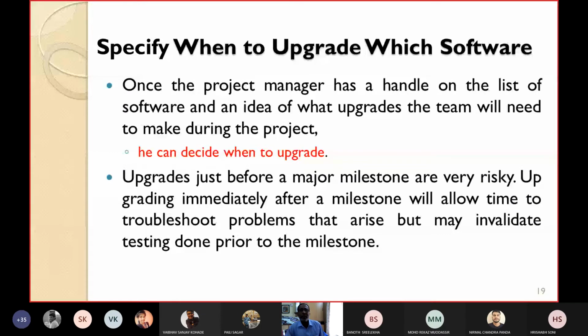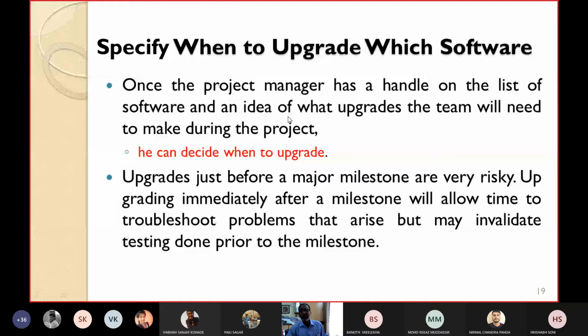Once the project manager has a handle on the list of the different software to be used, and an idea of what upgrades the team will need to make during the project, then the project manager can decide when to upgrade. So based on this information, the project manager will decide when to upgrade the software.